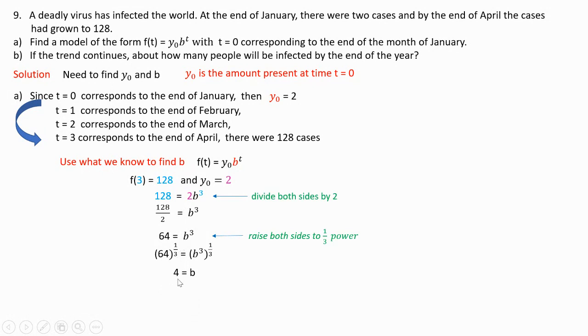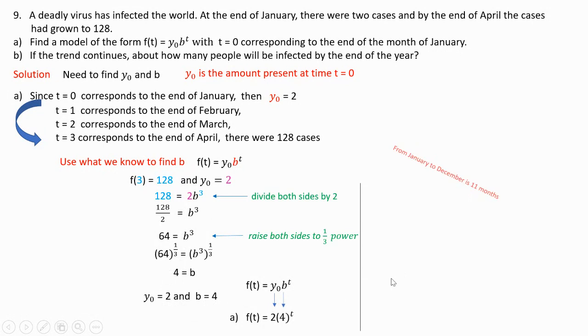So 64 to the 1/3 power is 4. So B equals 4. I found my y naught and I found my B. All we do is plug them into the formula, right? So this is the answer for A. My y naught is 2 and my B is 4. There you go. So this is the answer for part A.